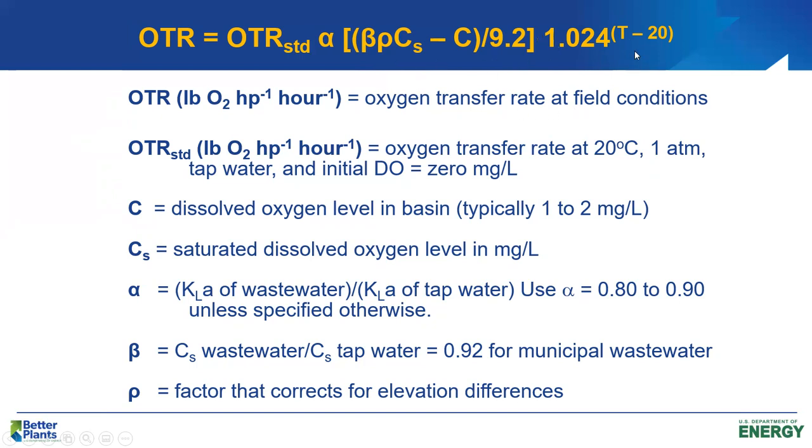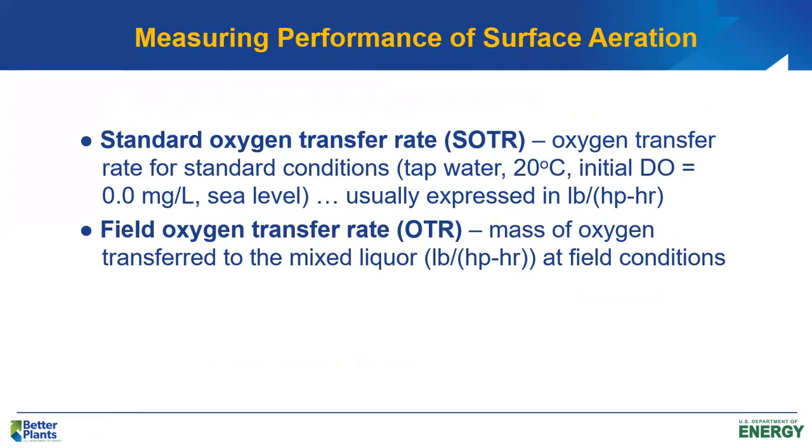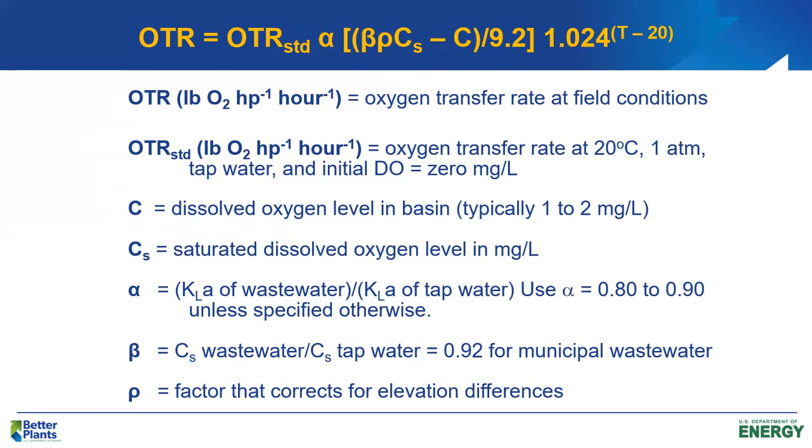But there's another multiplier here in the equation, 1.024 raised to T minus 20, where T is the temperature in the mixed liquor. So this multiplier, as the temperature goes up, what this says is the actual physical chemical transfer of the oxygen across the air film and the liquid film into bulk solution, that transfer rate will actually increase with increasing temperature. So we've got competing factors here. Let me get back to my equation.